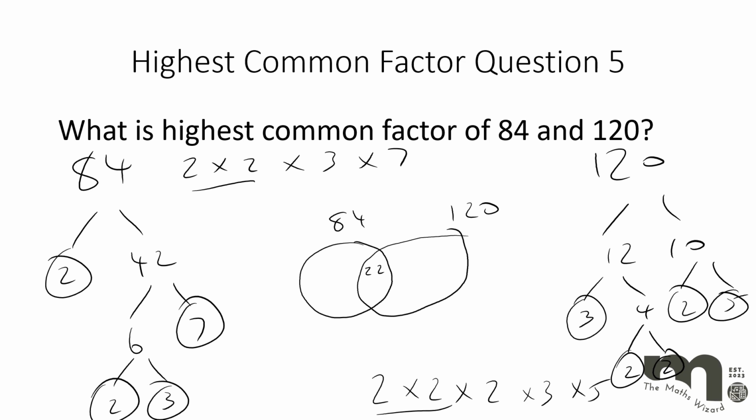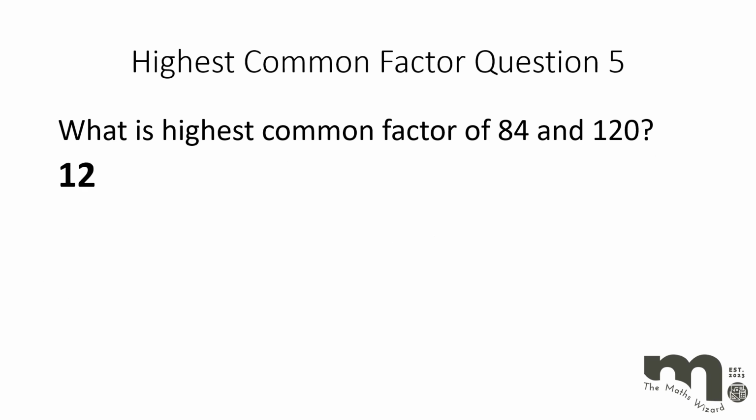Now 7 is only in the 84, it's only a factor of 84, so that goes here. The 5 is only a factor of 120, so that goes here. Then you've got this additional 2 down there that goes into this one. Now, we've got this 3, so that goes here and it goes here. So if you look in the middle now, you've got 2, 2 and 3. So if we do 2 times 2 times 3, that will give you 12. So 12 is your highest common factor of 84 and 120.